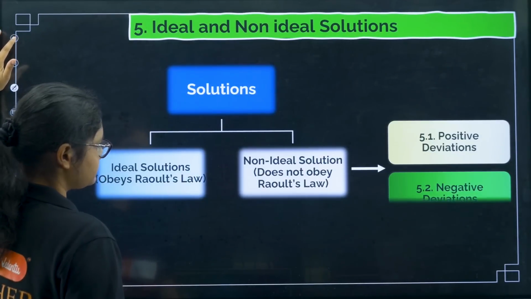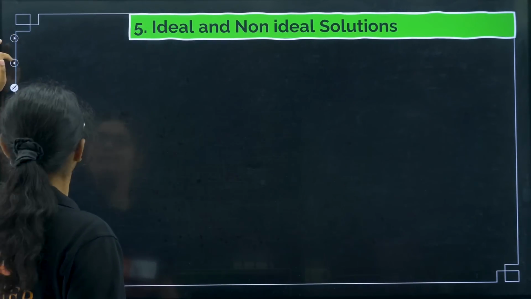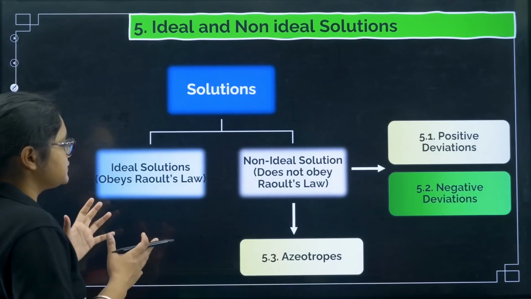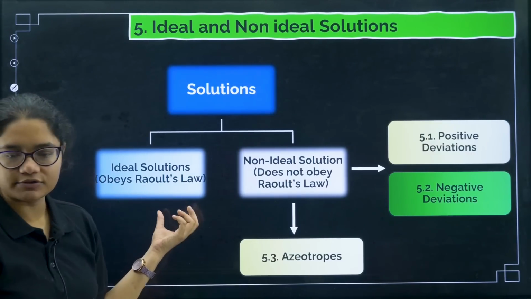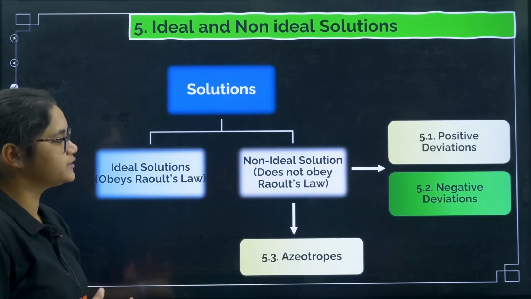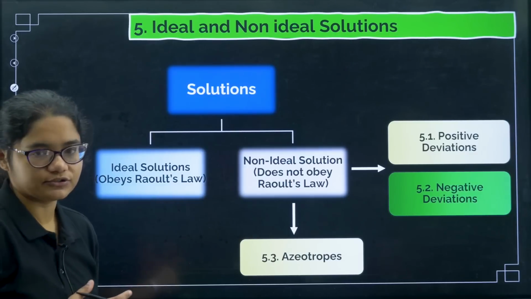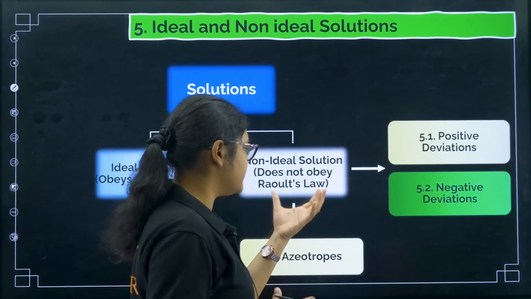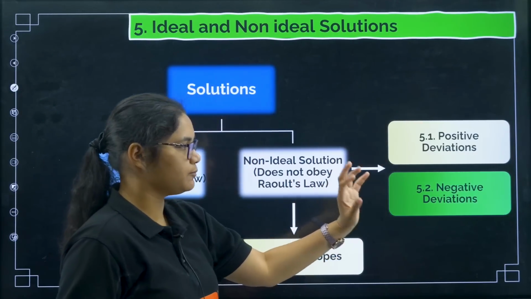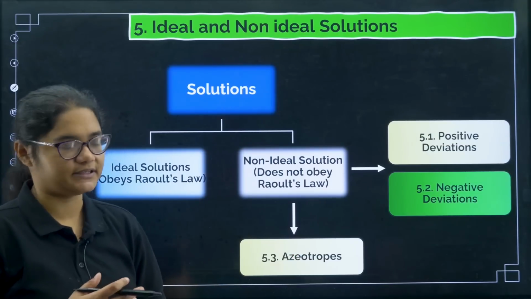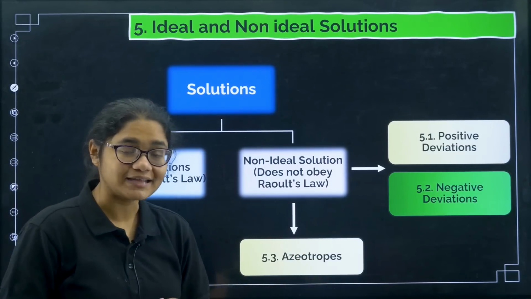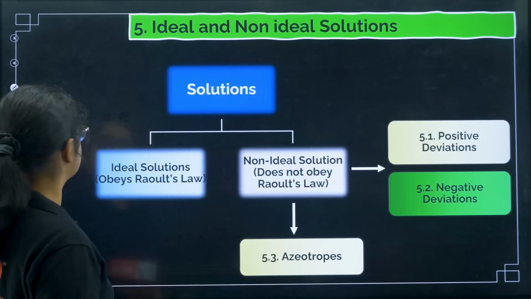Now we have ideal and non-ideal solutions. Ideal solutions are those which obey Raoult's law, and non-ideal solutions are those which do not obey Raoult's law. Again, in non-ideal solutions we have 2 types: positive deviation and negative deviation. And then we have something called azeotropes as well. Let's see them in detail.